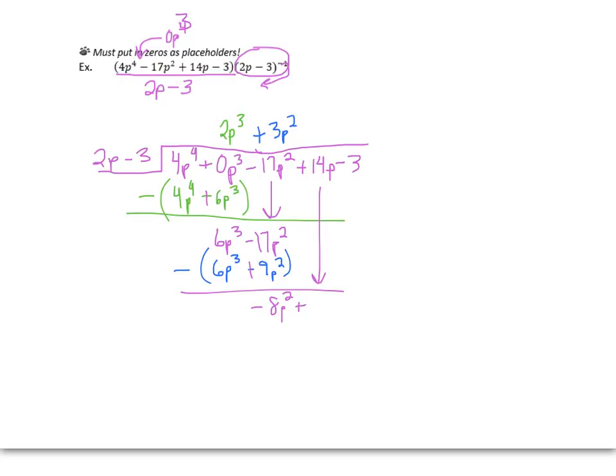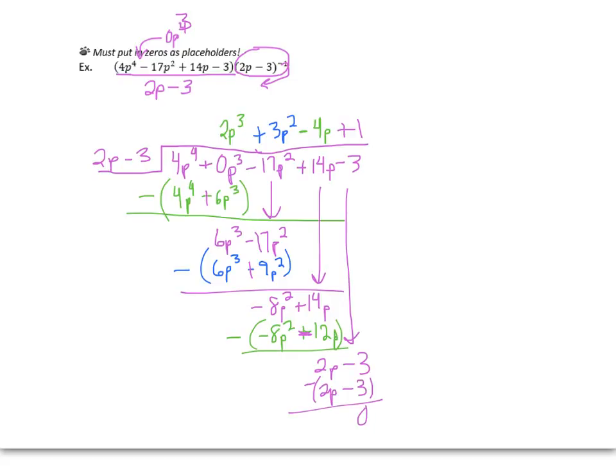Drop down the next term. So what do I multiply 2p by to get negative 8p squared, which is negative 4p. And then I multiply. And then I subtract. So that's really 14p minus 12p, which is 2p. Drop down the negative 3. Now at this point, you might notice that this goes in evenly. Make sure you put the plus 1 up here, and then it does leave us without a remainder, and so we don't need to put a fraction at all.